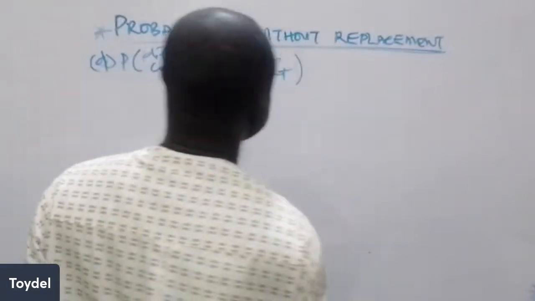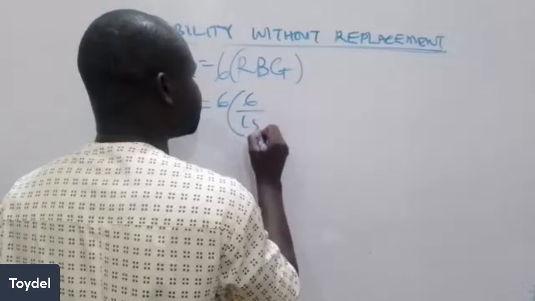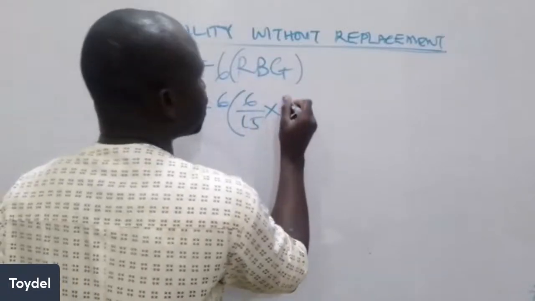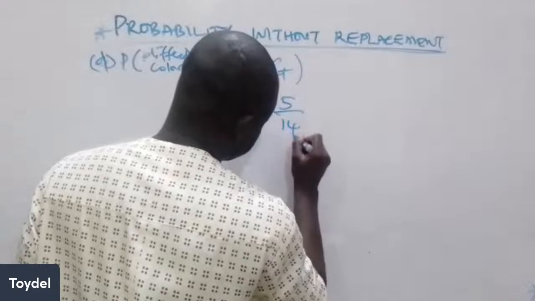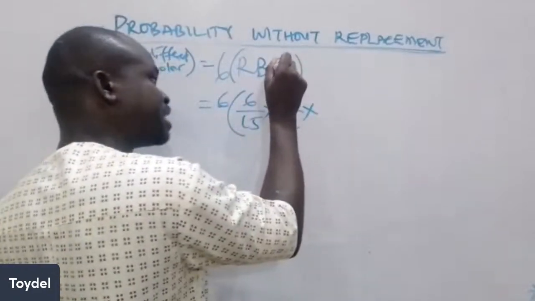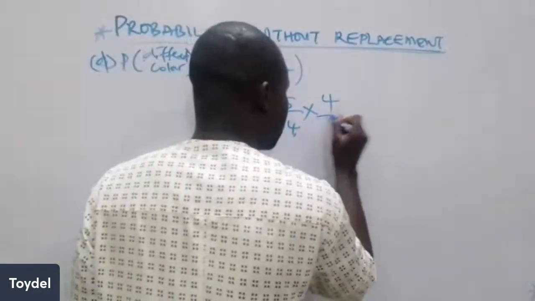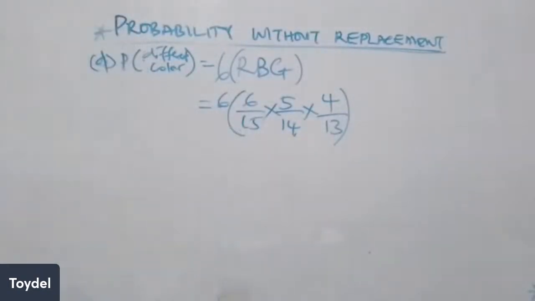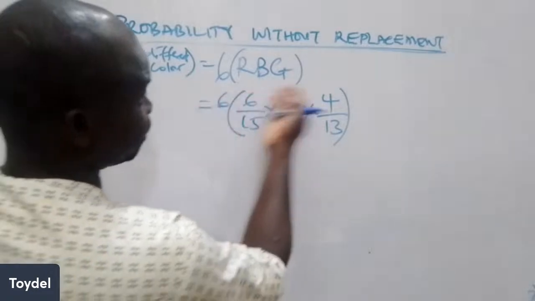If you pick the first one and it is red, it will be 6 all over 15. Multiply by, if you pick the second one and it is blue, you are picking 5 from the remaining 14. Multiply by, if you pick the next ball and it is green, you are picking 4 all over 13. Because in this case now, it's only the total that will be affected because you are picking different balls.